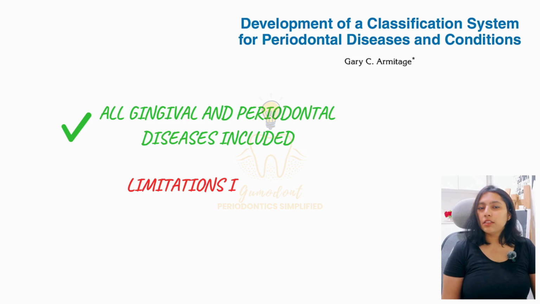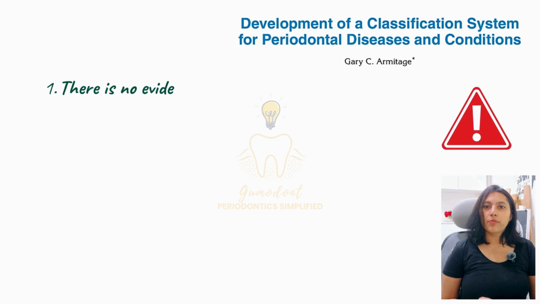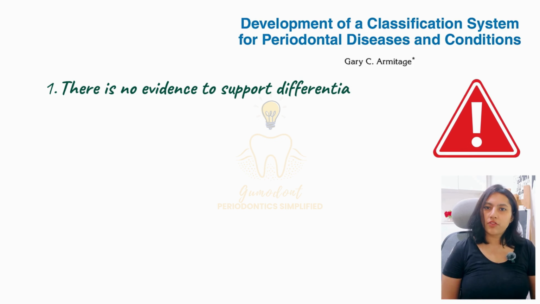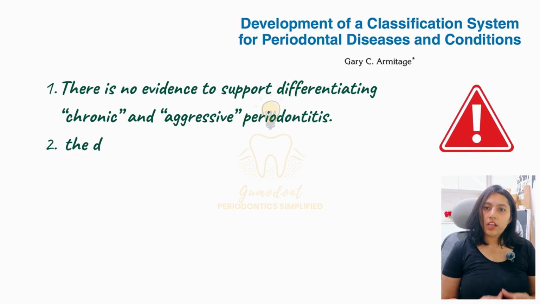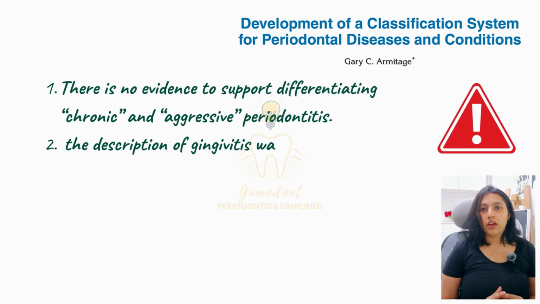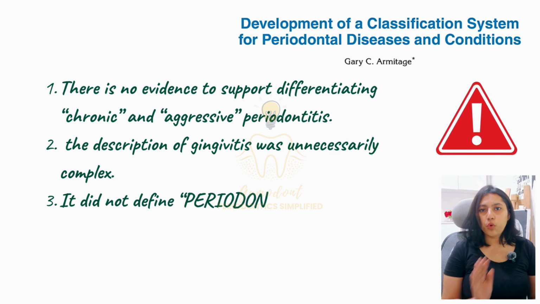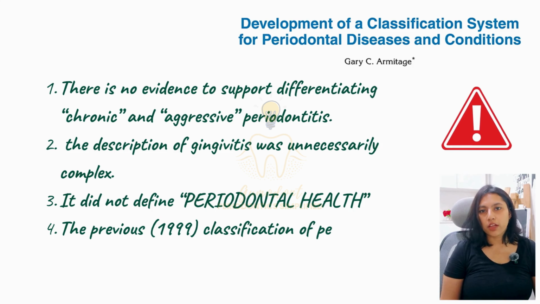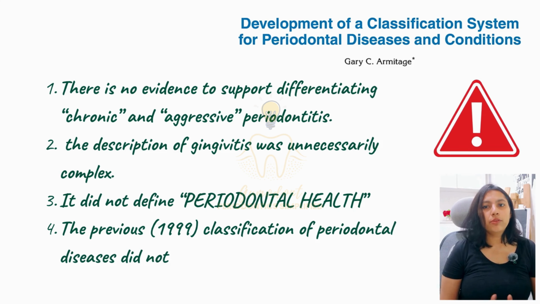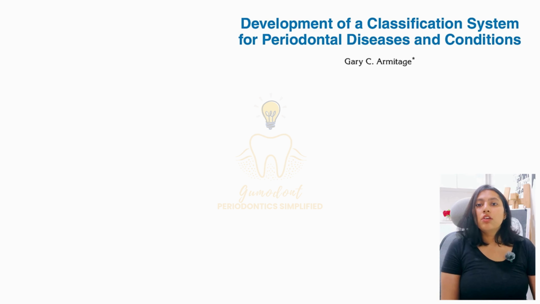However, when you apply this in clinical practice, some important limitations become very clear. First, the distinction between chronic and aggressive periodontitis is not always evident in real patients. Second, the gingival classification becomes quite elaborate and complicated, with multiple overlapping categories. And most importantly, there is no clear definition of periodontal health, which is actually the starting point of diagnosis. And lastly, none of the previous classifications included peri-implant diseases and conditions.